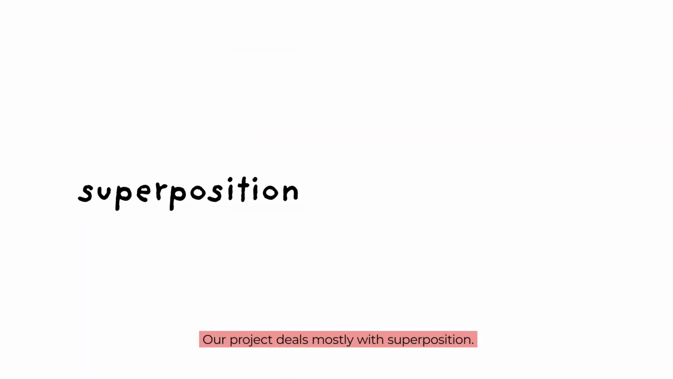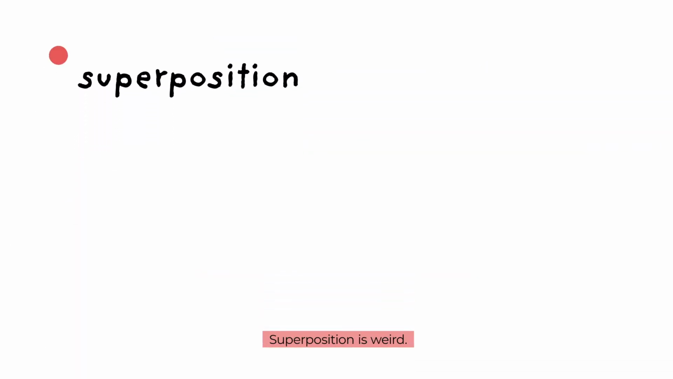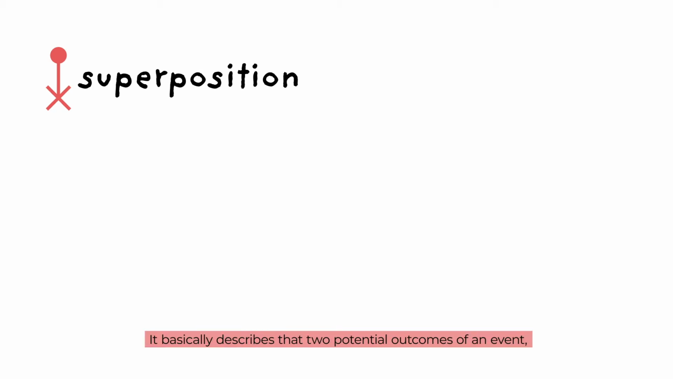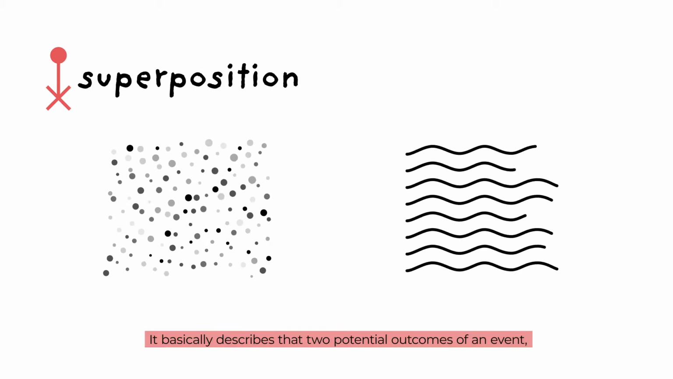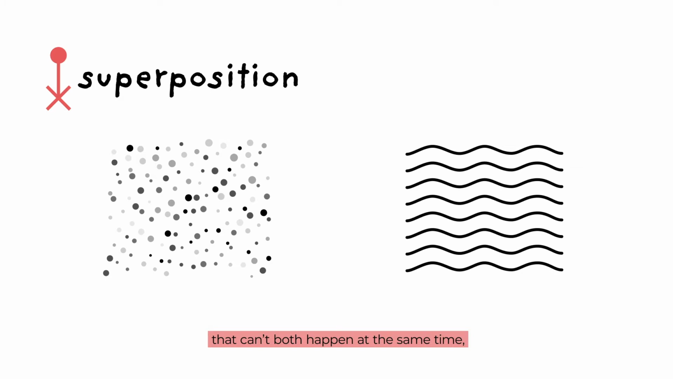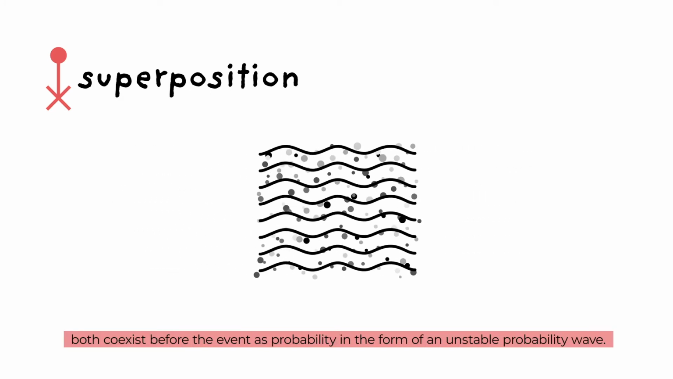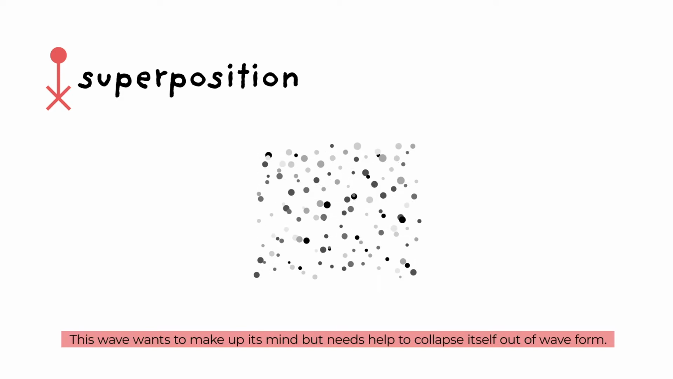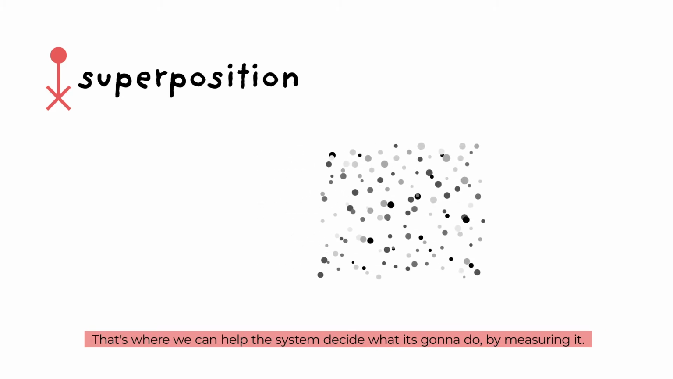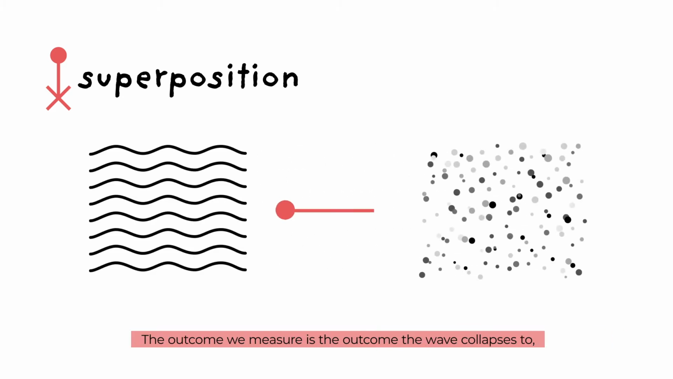Our project deals mostly with superposition. Superposition is weird. It basically describes that two potential outcomes of an event that can't both happen at the same time both coexist before the event as probability in the form of an unstable probability wave. This wave wants to make up its mind but needs help to collapse itself out of waveform. That's where we can help the system decide what it's gonna do by measuring it. The outcome we measure is the outcome the wave collapsed to, and which outcome it collapsed to is purely random, or as random as we decide to specify.